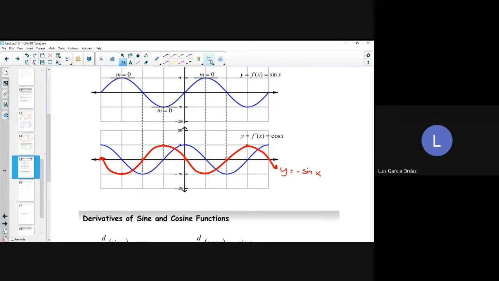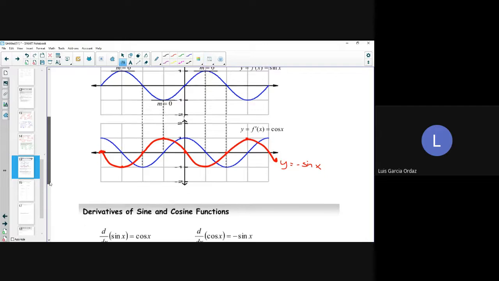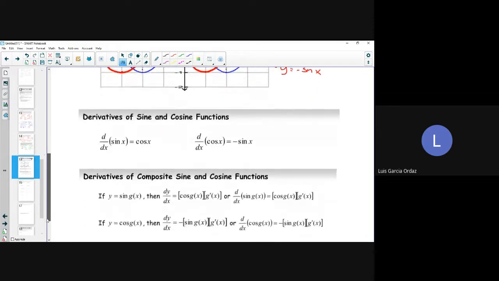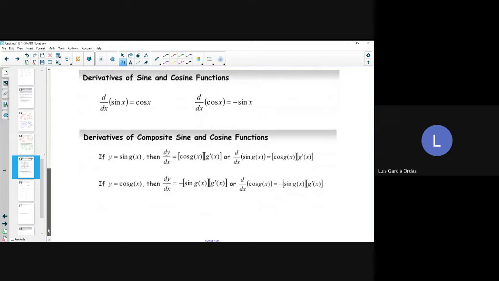So now the rules to find the derivatives of sine and cosine are as follows. The derivative of sine is cosine. The derivative of cosine, which we saw above, is just negative sine x.